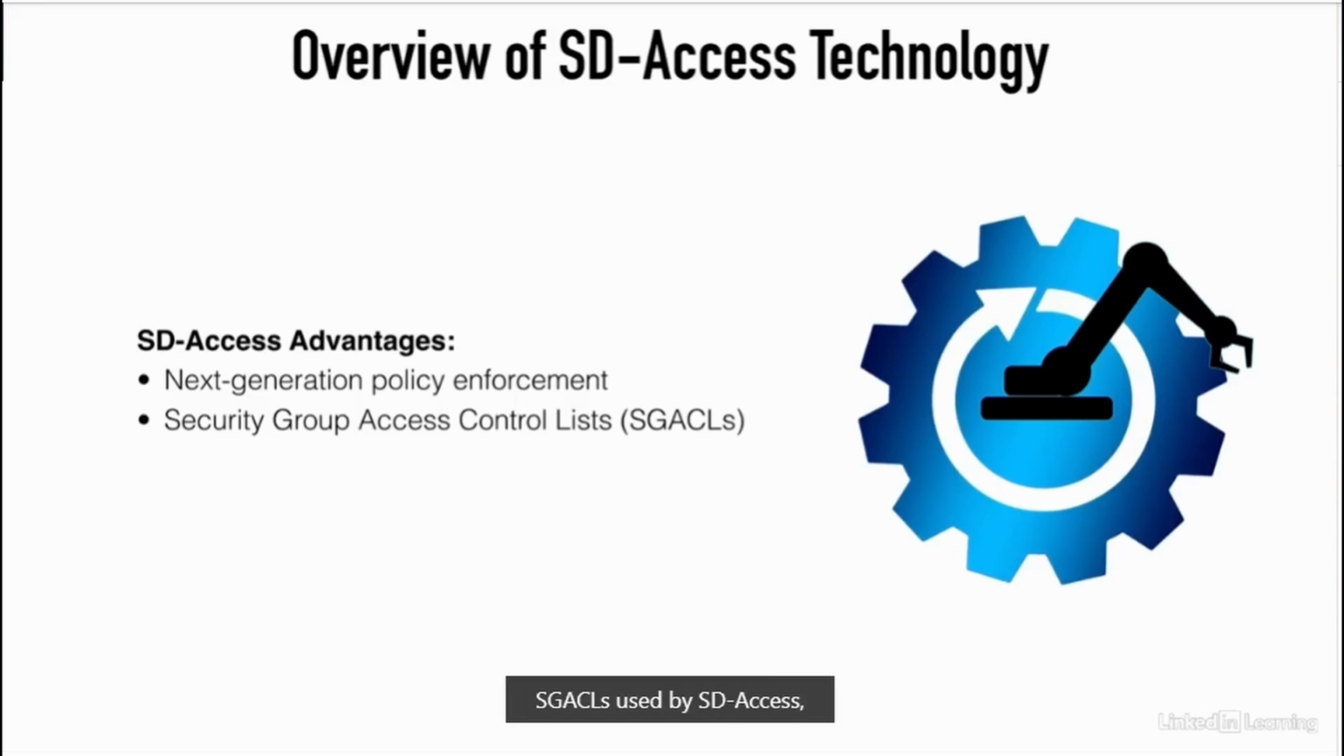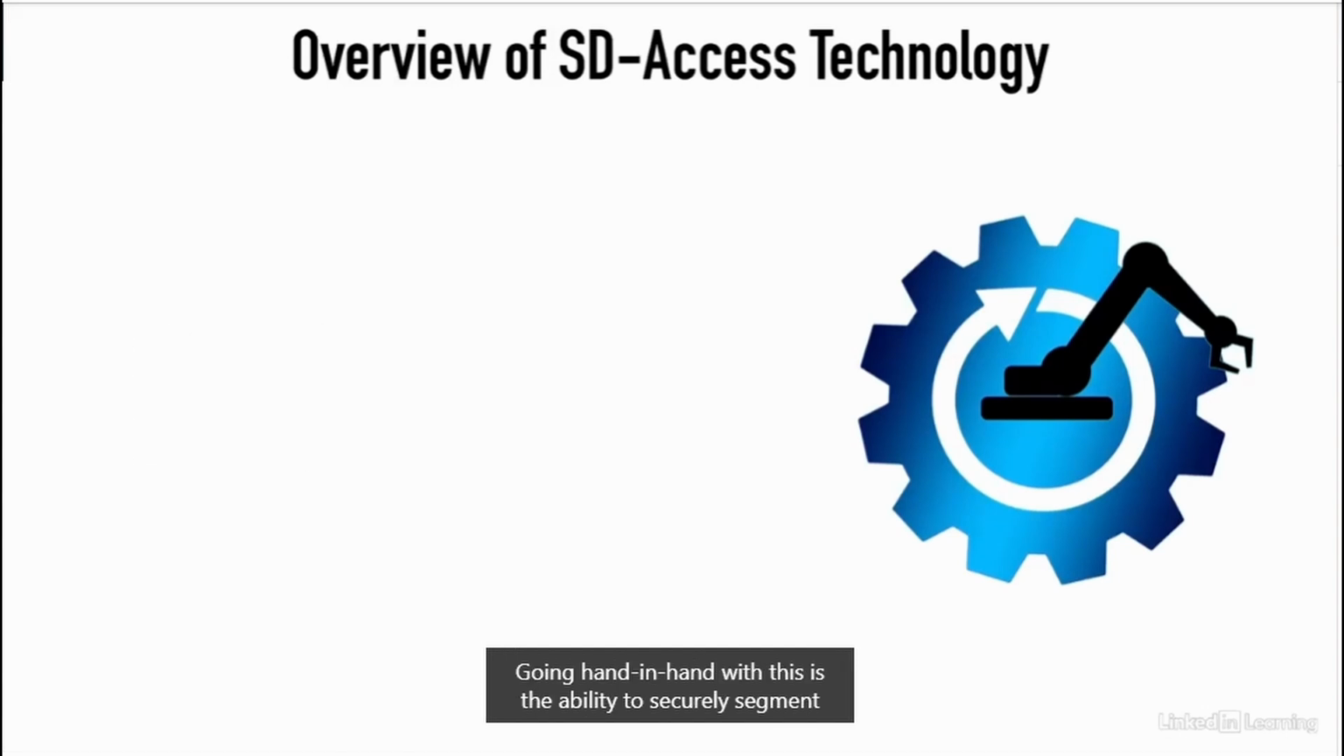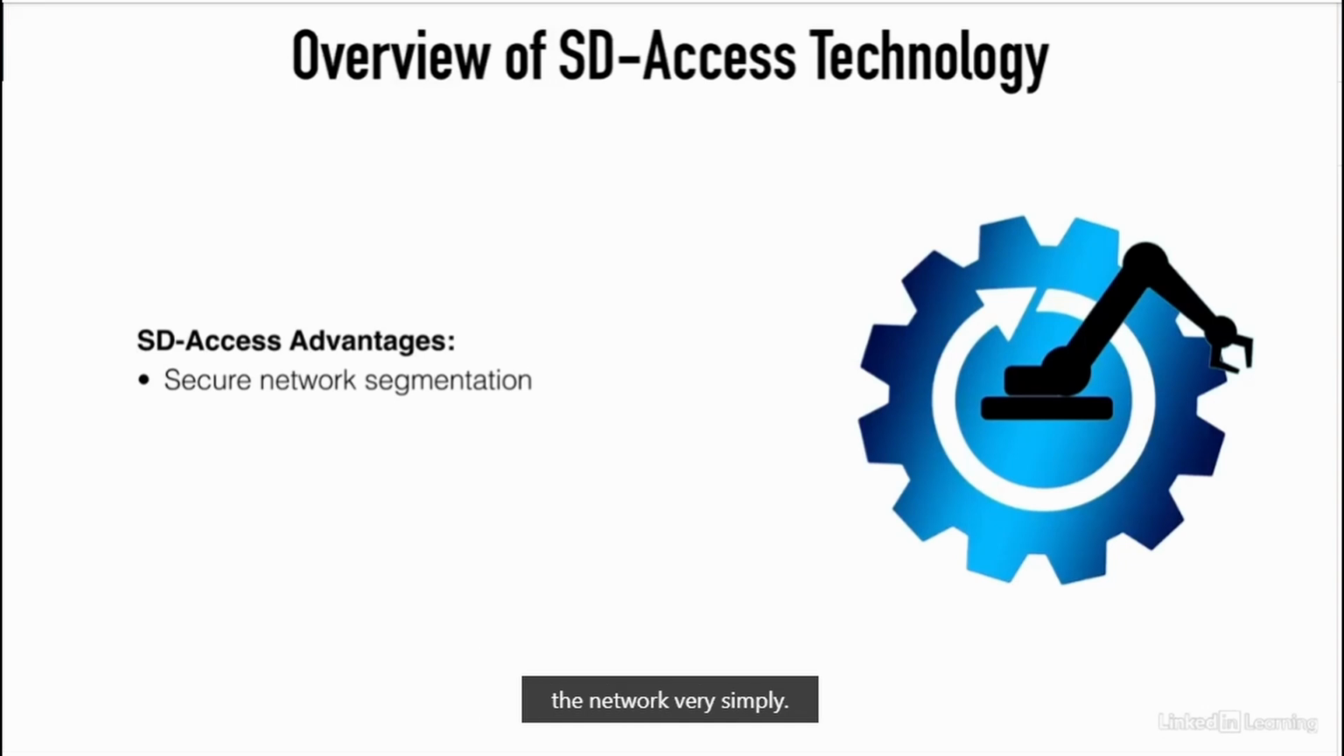SGACLs used by SD-Access overcome this limitation through group policies that are based on client identity rather than IP addresses. So we don't have to worry about the scalability. Using those policies makes it much easier to scale. Going hand in hand with this is the ability to securely segment the network very simply. Since SD-Access sees the entire infrastructure, both wired and wireless, as a single network fabric, it's very easy to segment the network without the need for various firewalls or other complicated access control lists.